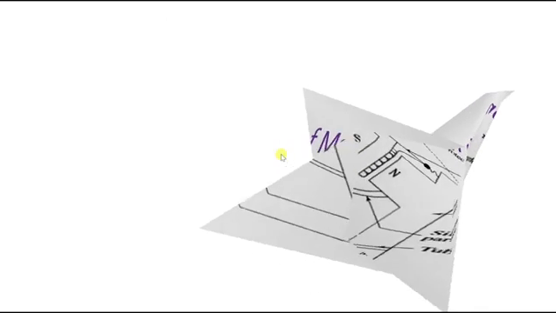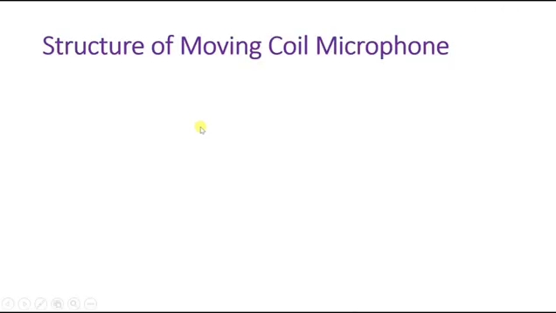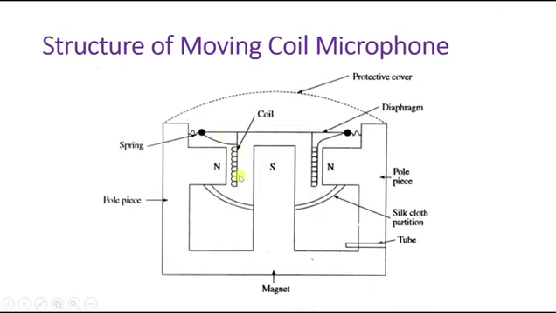Now let us try to understand the elements step by step. As I have told, we have a magnet that is a permanent magnet, and that is generating a uniform magnetic field in that particular gap which we have seen. See over here, we have a fixed constant magnetic field because of this permanent magnet.